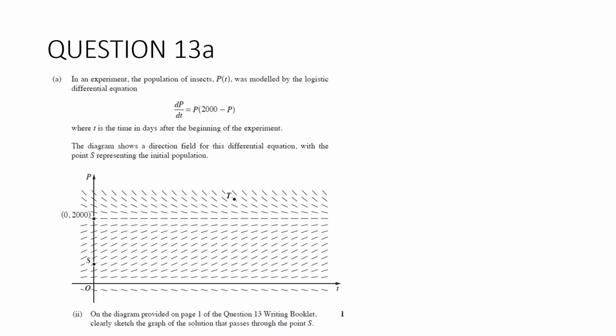Part 2. On the diagram provided, clearly sketch the graph of the solution that passes through the point S. So basically you want to follow these little direction lines and not cross through them if you can, and it's going to head towards that asymptote like this.